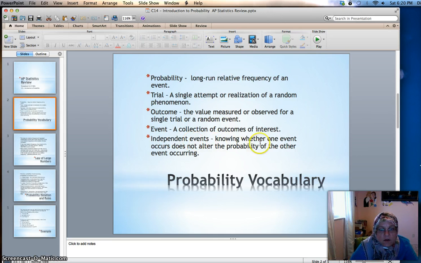Independent events: knowing whether one event occurs does not alter the probability of the other event occurring. So for example, when I roll the die, I got a 6. Does that change my probability of getting a 5 the next time? If it does, because I knew that I got a 6, then they're not independent. But in this case, they should be.